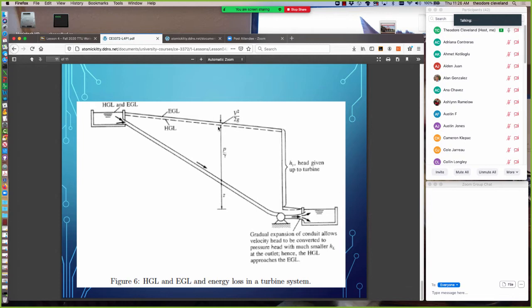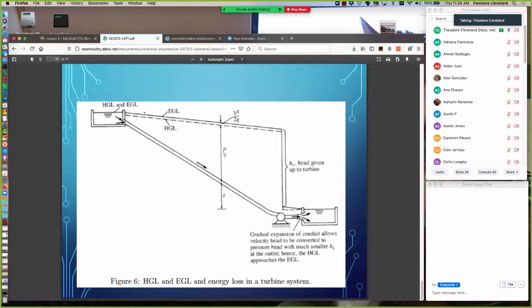So a fair question is, why do we design it with V squared over 2G so small? These are usually large diameter pipes. The reason is that the head loss is proportional to the velocity head. So if the velocity head is big, we get a lot of head loss. And we want to take all this energy that's up here contained in this reservoir and get it down to the turbine with as little head loss as we can conceivably get away with.